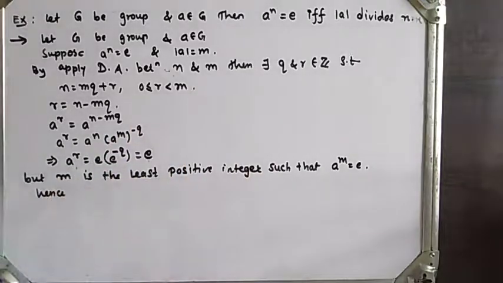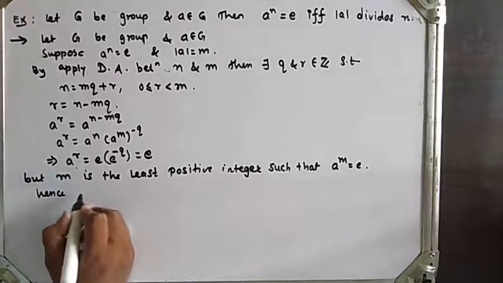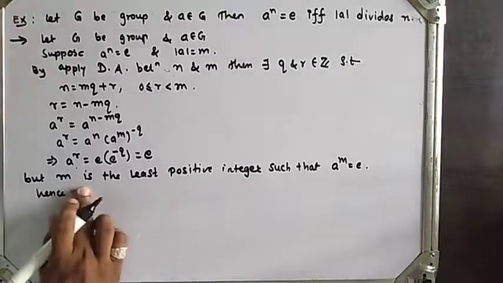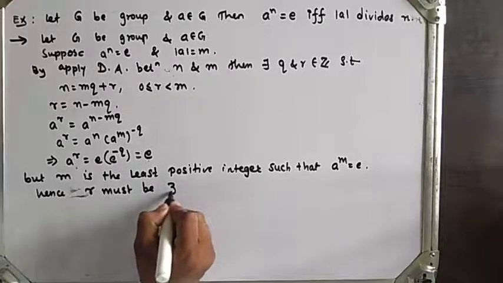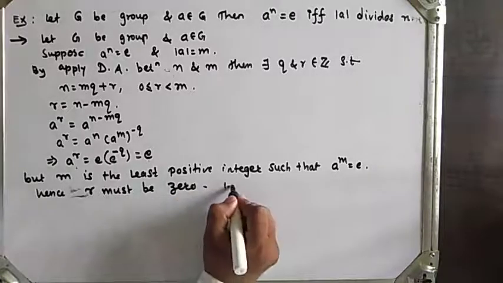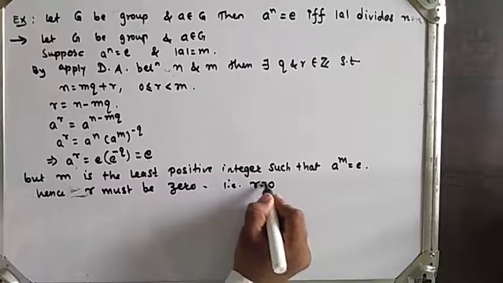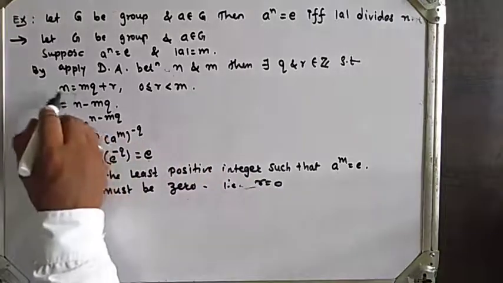So which is a contradiction, means what? r must be 0, hence r must be 0. So we will get that is r is equal to 0. So we put r is equal to 0 in this expansion.